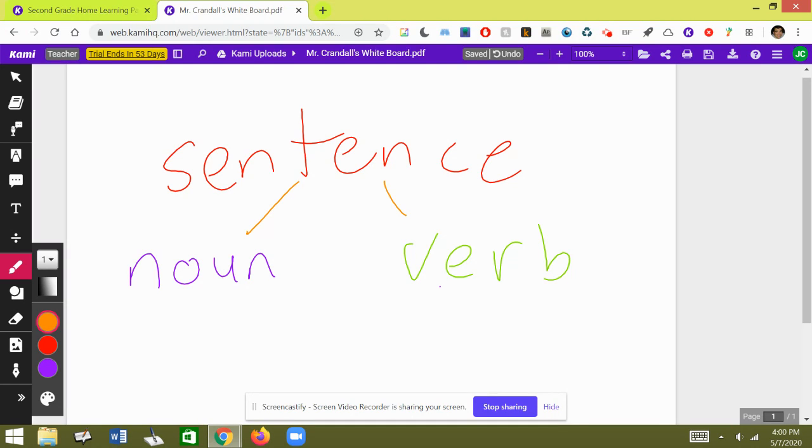So, sentences need a noun and verb, or else they're not complete. When a sentence only has a noun, or if it only has a verb, it is not complete. Let me show you some examples.